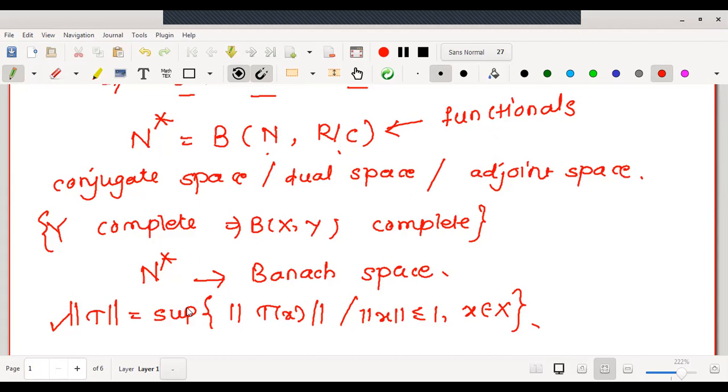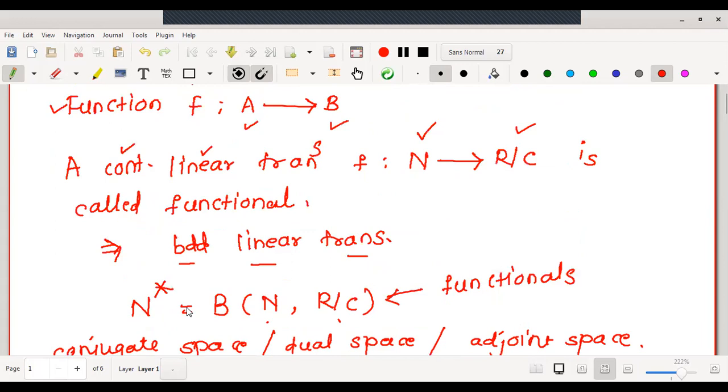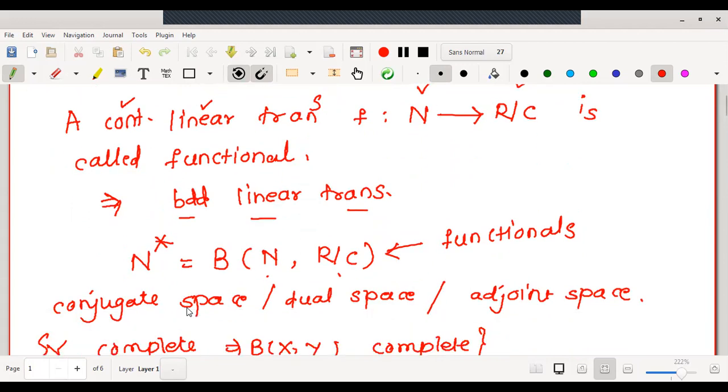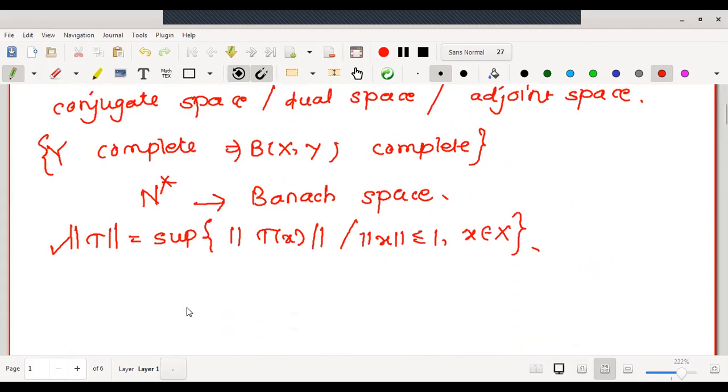Okay, understood this construction? N star is the set of all functionals. A functional is a continuous linear transformation defined on N, which is either real valued or complex valued, right? And as the codomain R and C are complete, N star itself forms a Banach space. Therefore, the set of all functionals is a normed linear space and hence a Banach space.